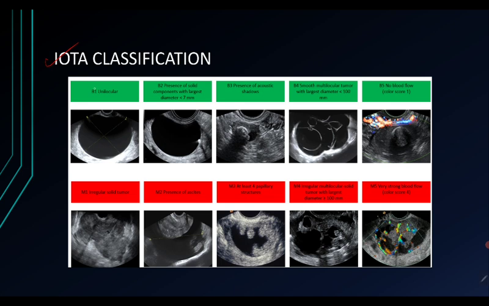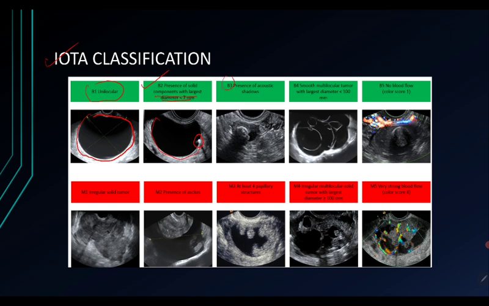First one is B1. B1 is unilocular. You can see the unilocular simple cyst. B2 is the presence of a solid component, but the largest diameter of that solid component is less than 7 mm. This is the solid component, but its size is less than 7 mm. Very important. This is a cystic structure, and only a small solid component is there with largest diameter less than 7 mm.